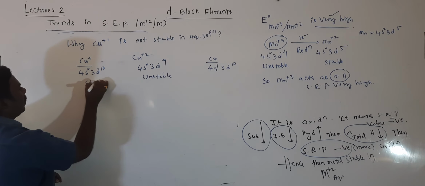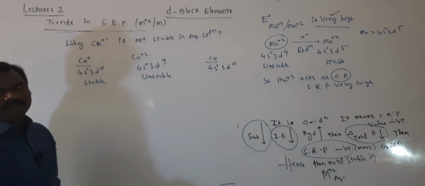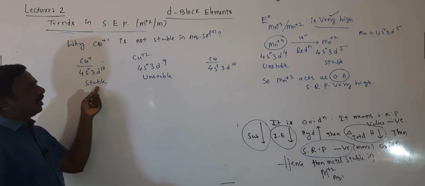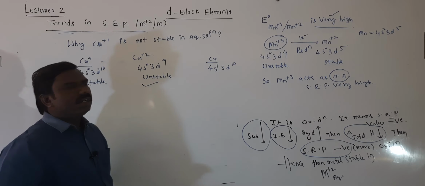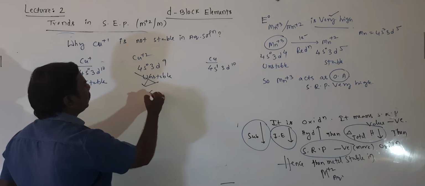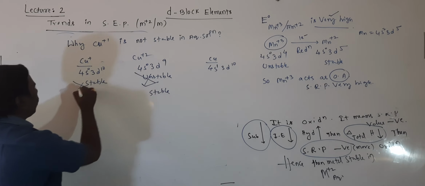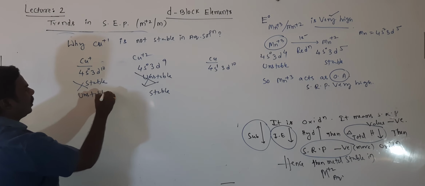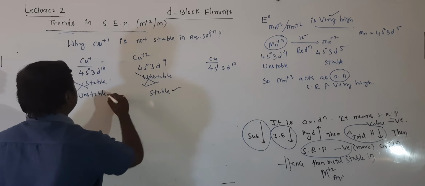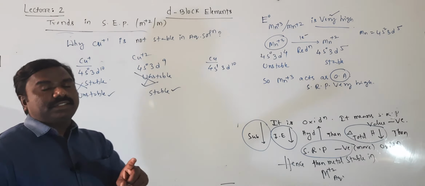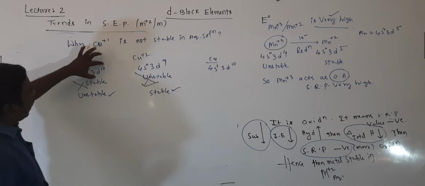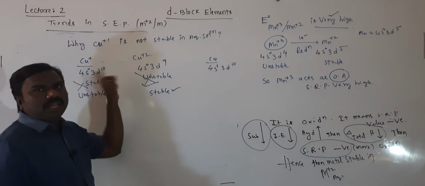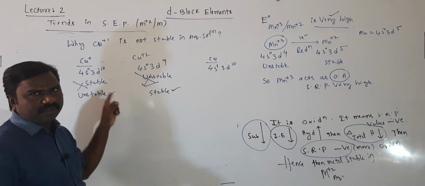Now it is stable. Even then, stable configuration is there, plus 1 is not stable, plus 2 is more stable. So this is wrong, this is stable, and this is wrong, this is unstable. This is wrong, this is right. The reason is that more ionization energy is required to remove the electron from 3d because of the stable configuration.